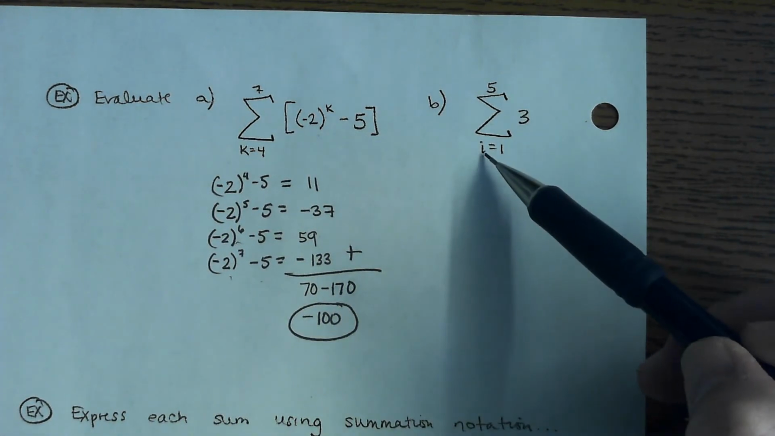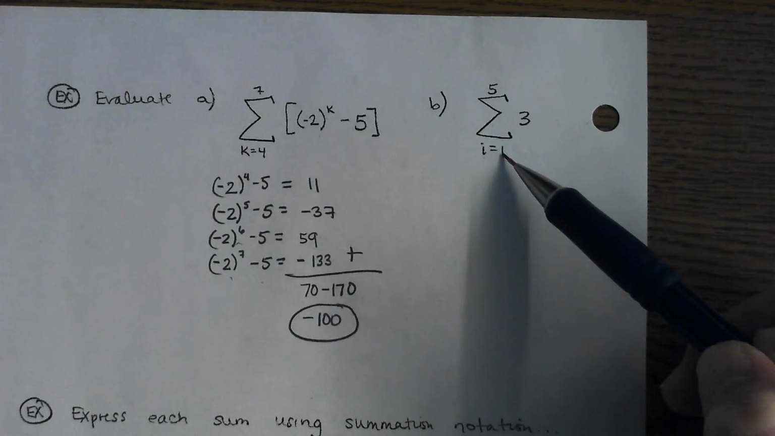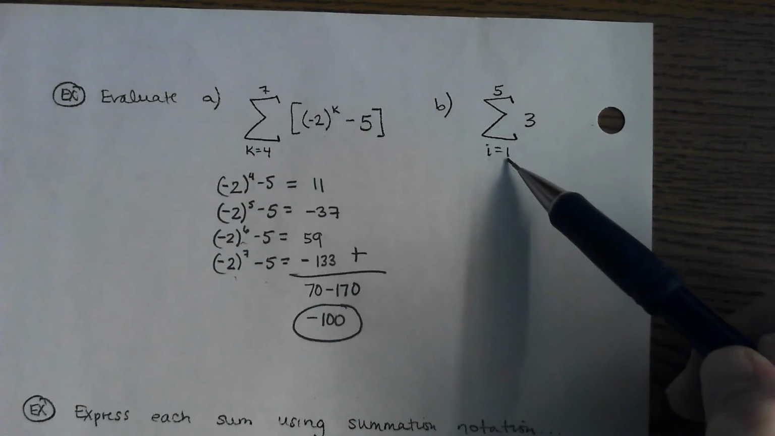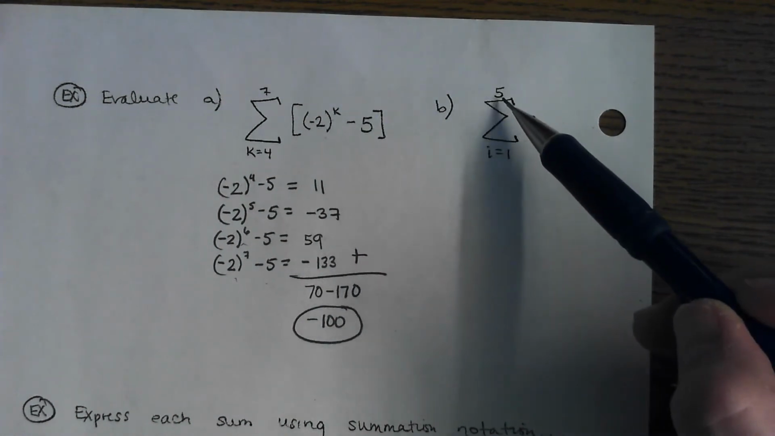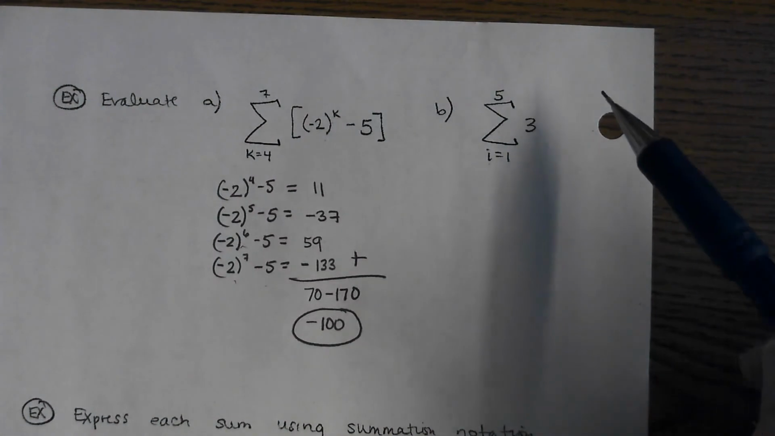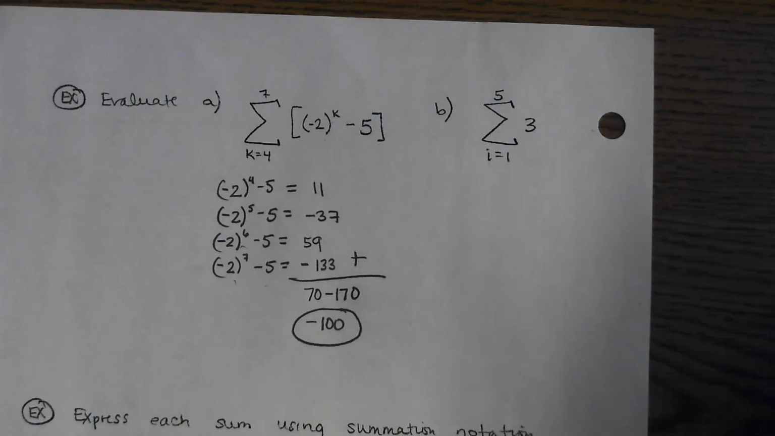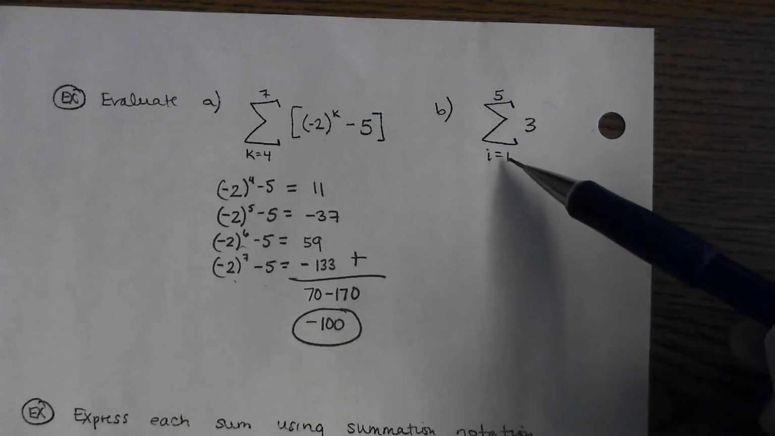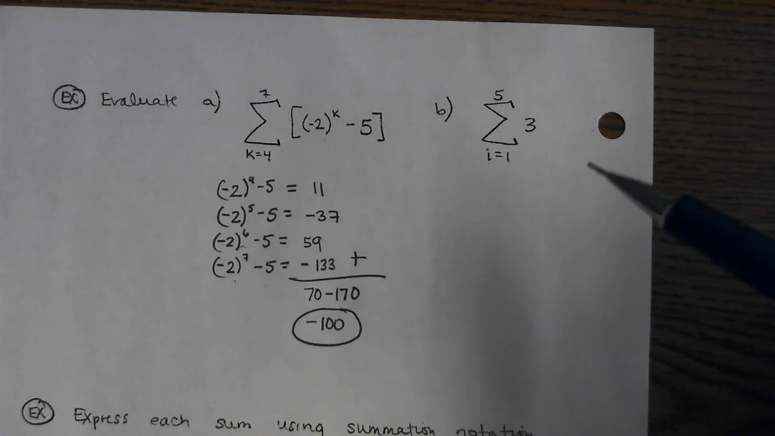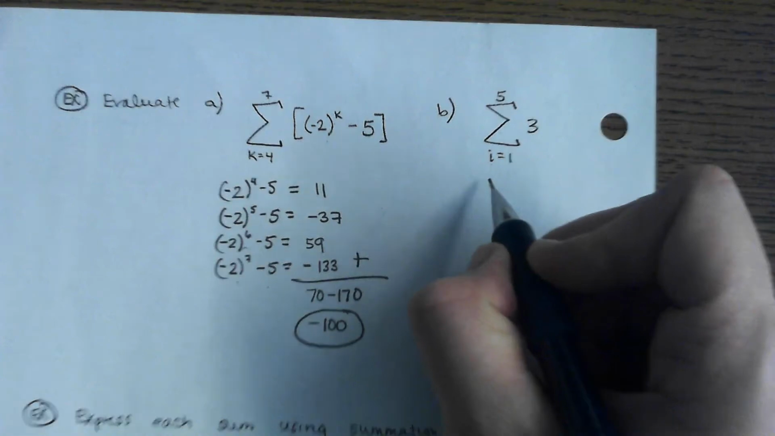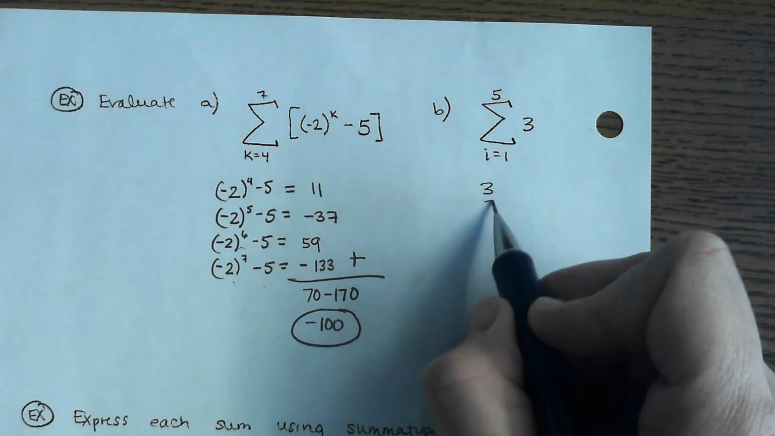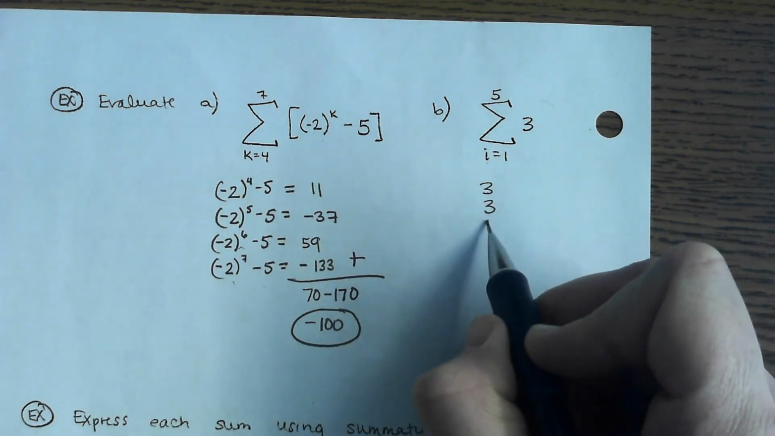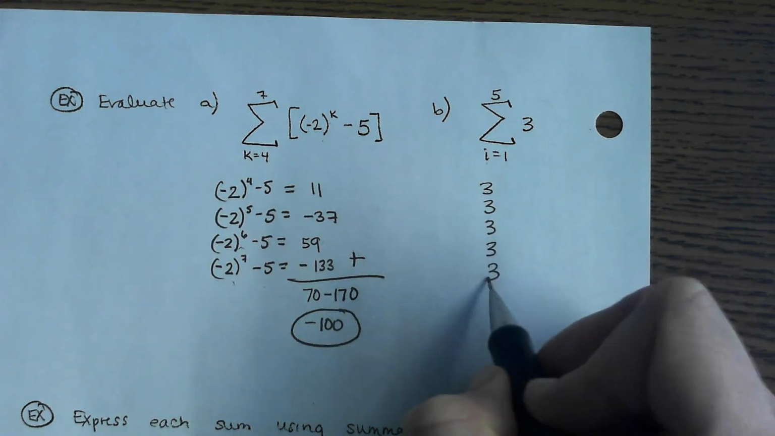We're starting with i equals 1. So you're plugging in a 1 for i, and then a 2 for i, and then a 3 for i, and then a 4 for i, and then a 5 for i until you're done. But there is no i, right? So when you plug in a 1 for i, what do you get? 3. When you plug in a 2 for i, what do you get? 3. And a 3 for i, and a 4 for i, and a 5 for i.